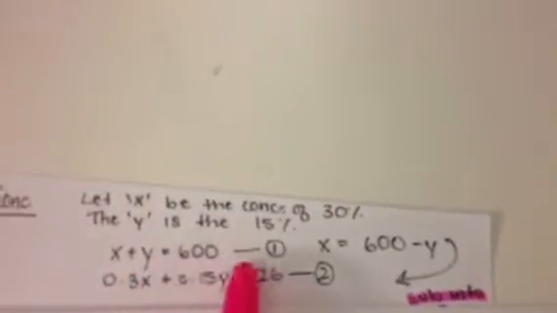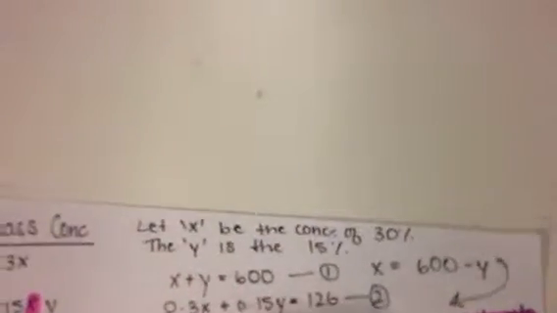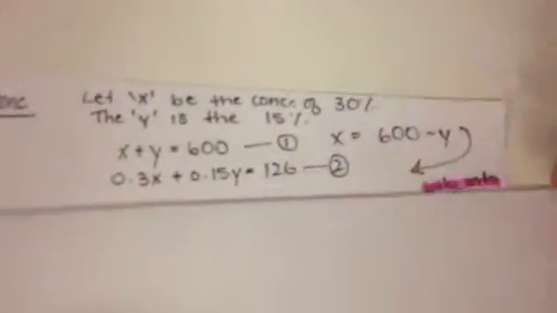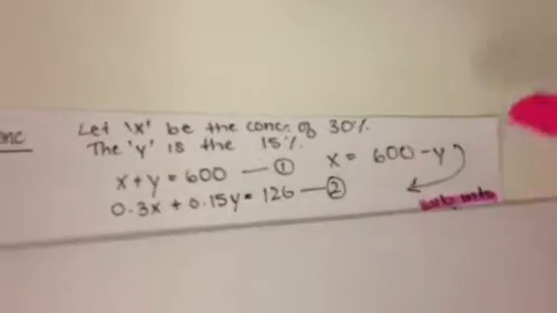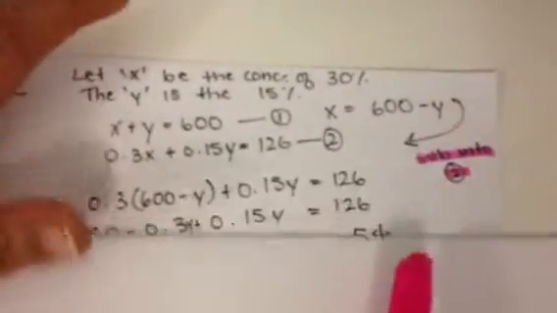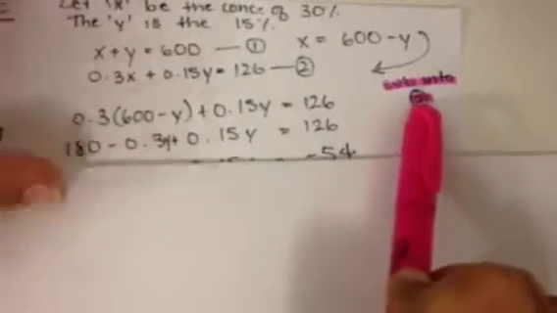Now, I have my two equations. They're x plus y equals 600, and 0.3x plus 0.15y equals 126, which is 600 times 0.21. So to solve for y, I need to get x on its own so I can sub it into the second equation. So then it would be x equals 600 minus y. And I sub that into 2.